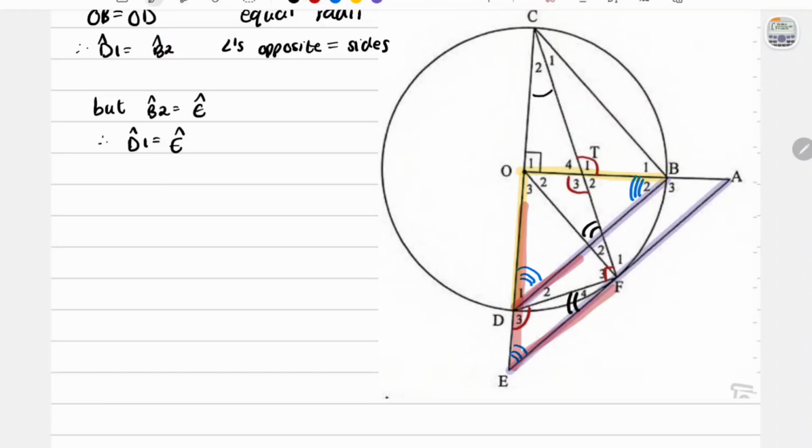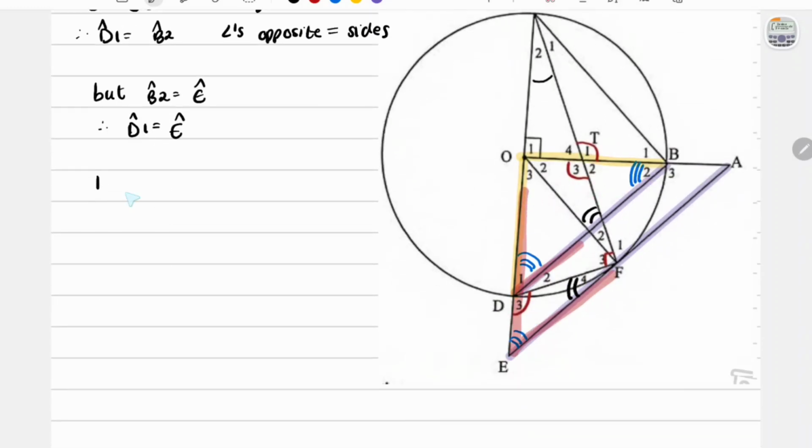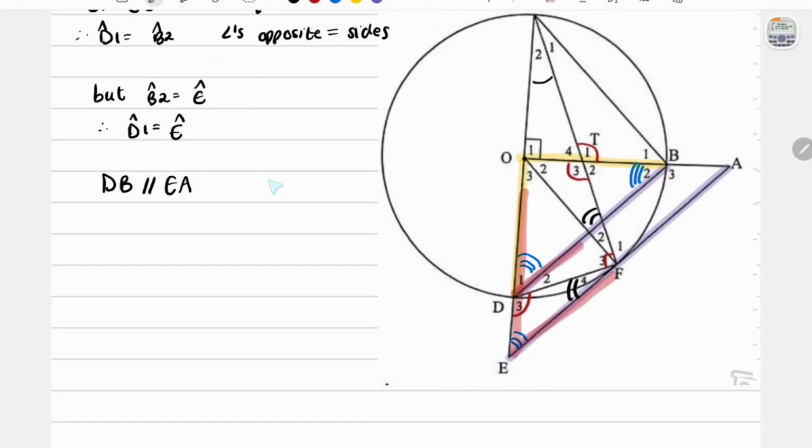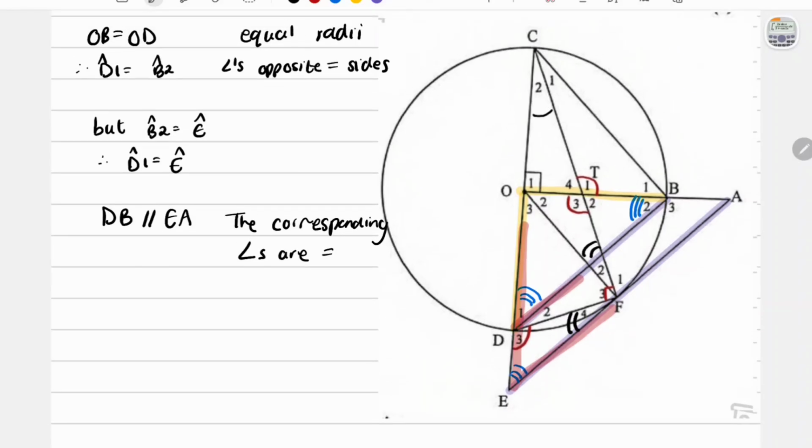Okay, so I can therefore tell them that DB is truly parallel to AE. So DB, they call it DB. DB is parallel to AE, EA. Why are they spelling it like that? Okay, EA. And the reason is because the corresponding angles are equal. That sounds better. So there we go.